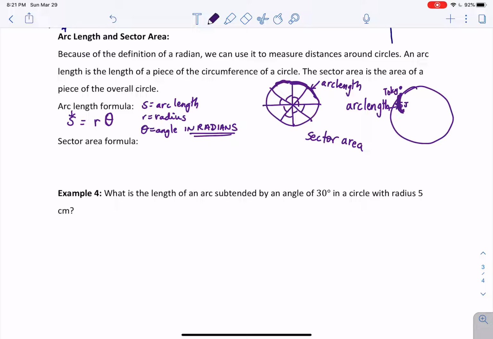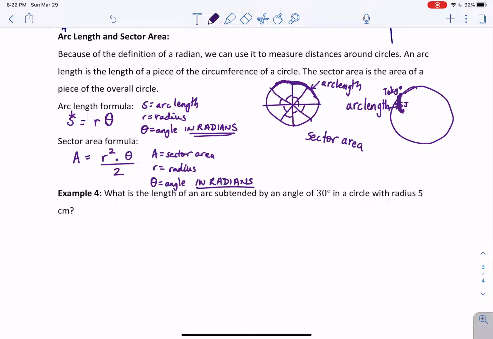Sector area is very similar. To find sector area, it's also a scaling. For sector area, that's going to be r squared times the angle divided by 2. Here, A is sector area, R is radius, and theta is still the angle in radians.